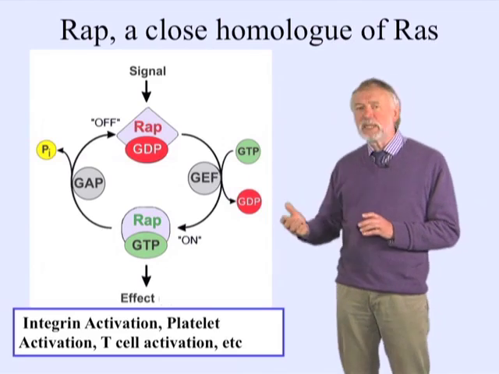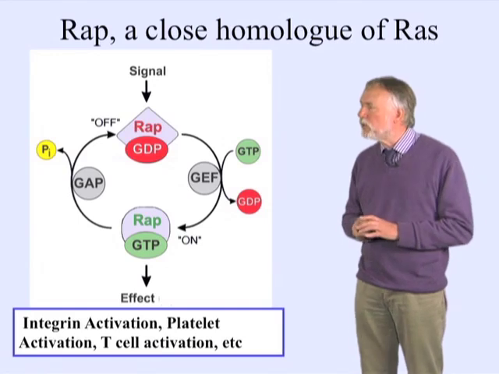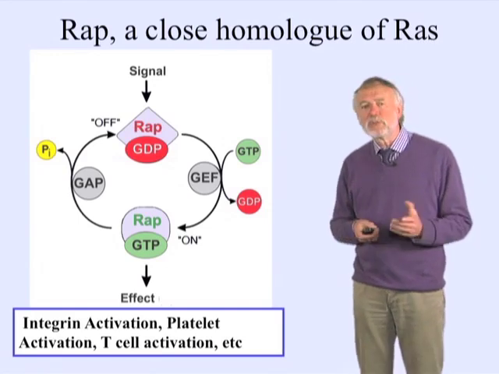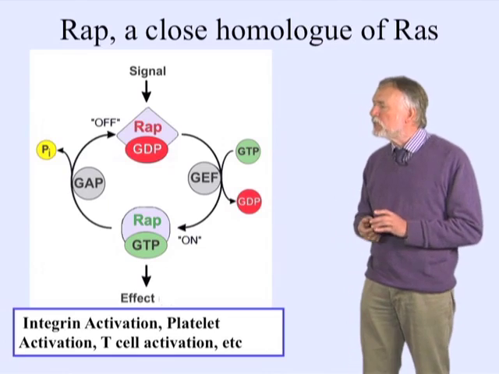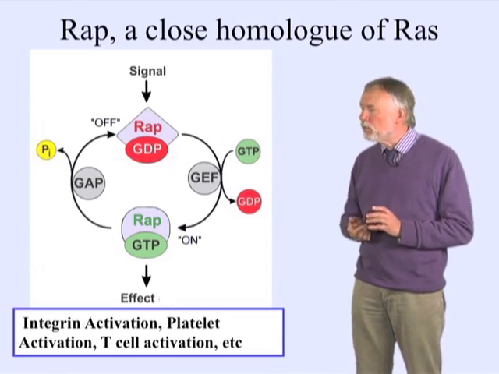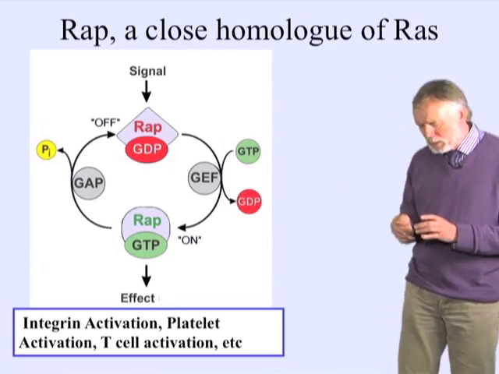It obviously has the same cycle between GDP and GTP, so it works as a molecular switch, but it does not have to do with proliferation or differentiation as Ras does, but rather it is involved in integrin activation or platelet activation or other things. So the biology of RAP is completely different.